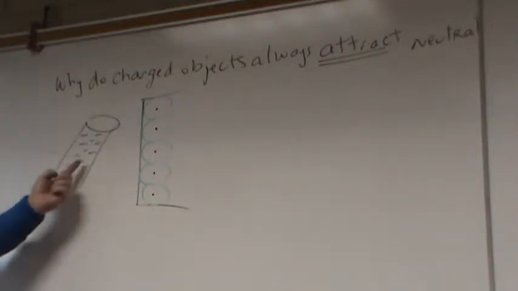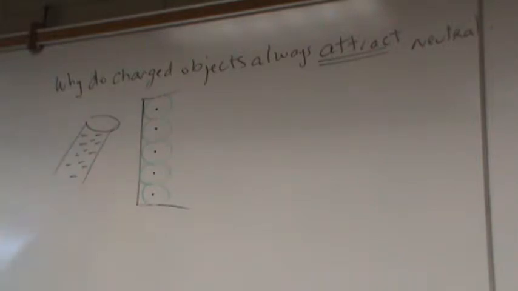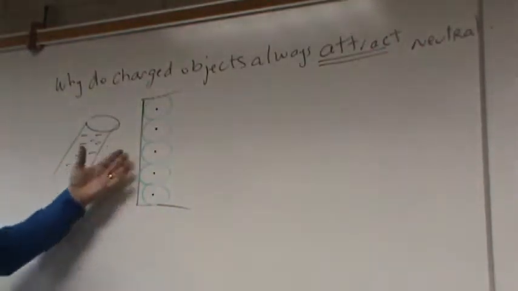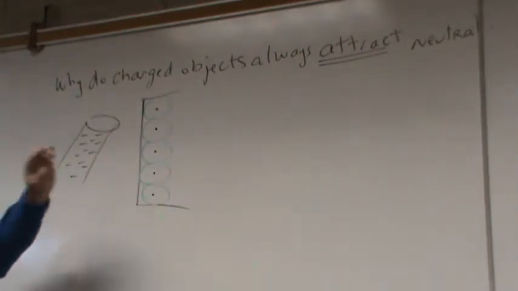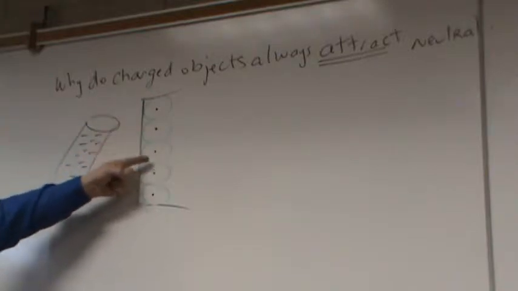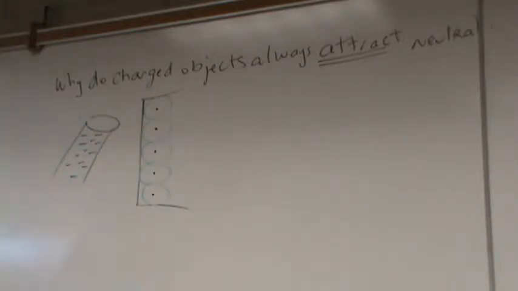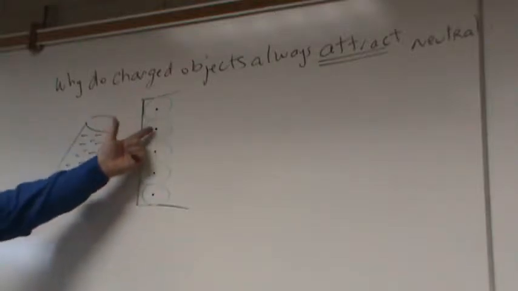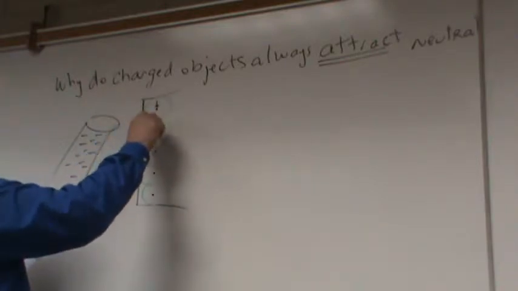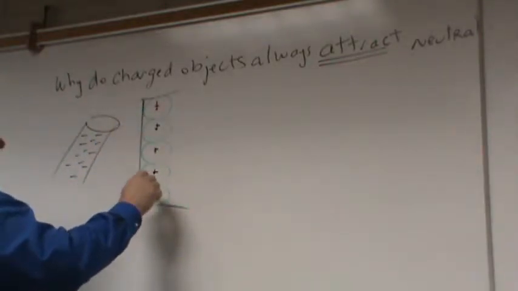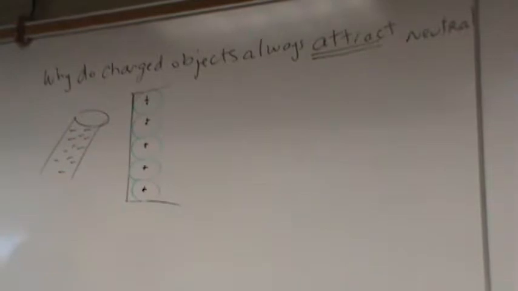But when I put this charged rod close to the ruler, yeah, I'm not going to redraw it. This charged rod is now close to the ruler. Is that going to make the nuclei move? You tell me. Are the positively charged nuclei going to move towards this negatively charged rod? Just a second. I'll mark it.